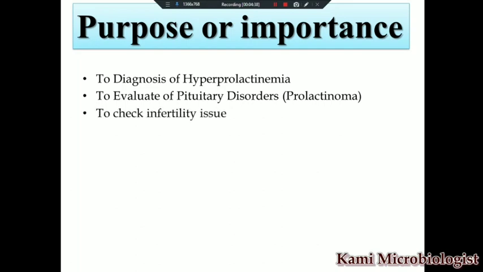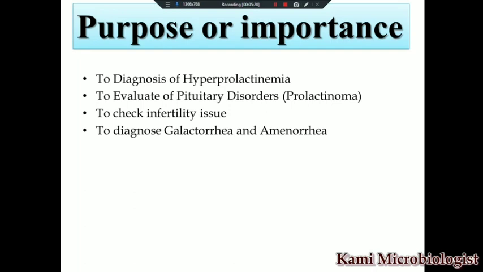It can also be used to check infertility issues in males and in females. Moreover, it can be used to diagnose galactorrhea and amenorrhea in females. Galactorrhea is the condition in which a high amount of milk is produced or stored in the breast during and after pregnancy. Galactorrhea is also the condition in which, let's suppose, a woman or girl is not married and not pregnant, and still milk is produced from her breast. This condition is called galactorrhea.